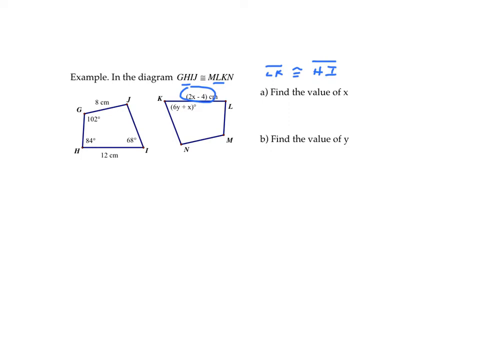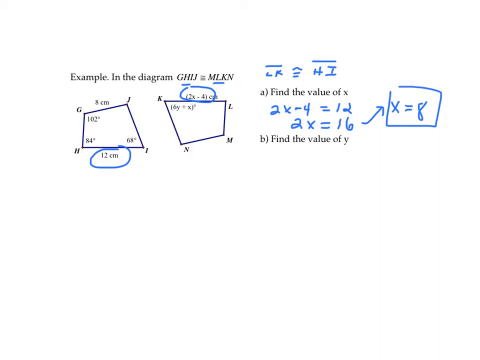So if I find the length of line segment LK, which I've circled as 2x minus 4, we're going to set that equal to whatever the length of line segment HI is. And here's HI at 12 centimeters. So set 2x minus 4 equal to 12, and then solve for x. So take and add 4 to both sides. We get 2x is equal to 16. And then divide by 2, we get x is equal to 8.